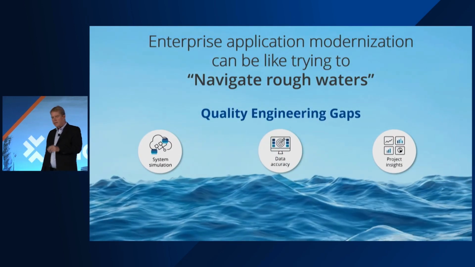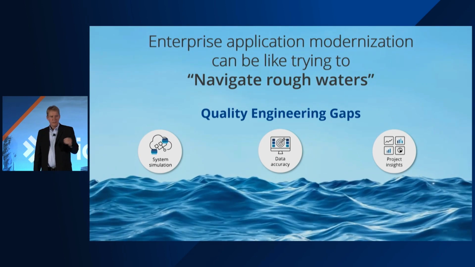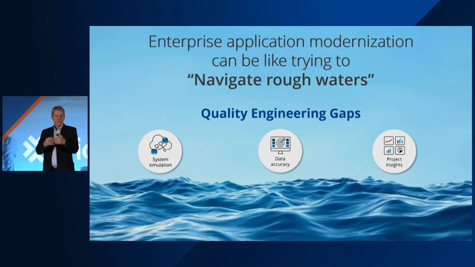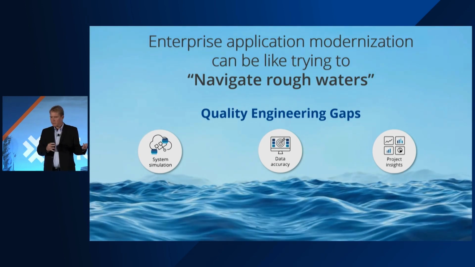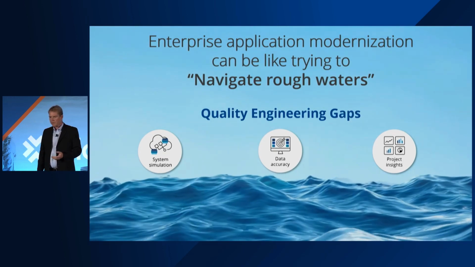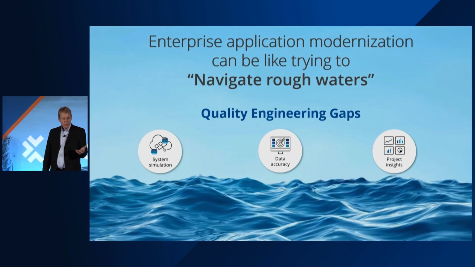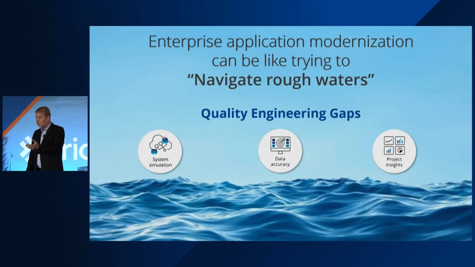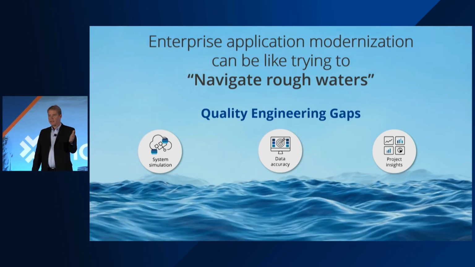The three key areas I want to focus on are, number one, system availability, which gets resolved with system simulation, specifically system availability in a QA environment. We're also talking about data accuracy. This is what I talked about when we say, is the data correct?